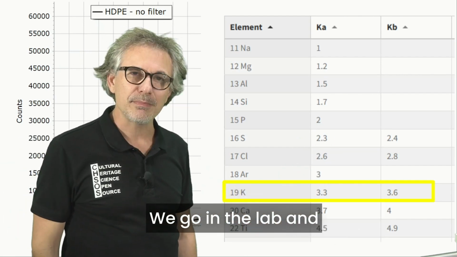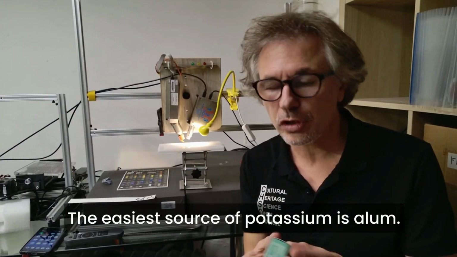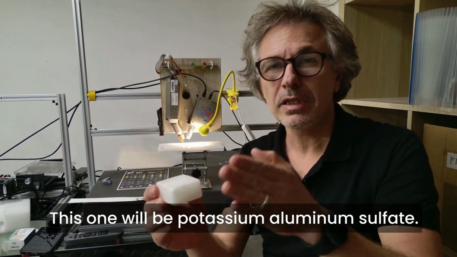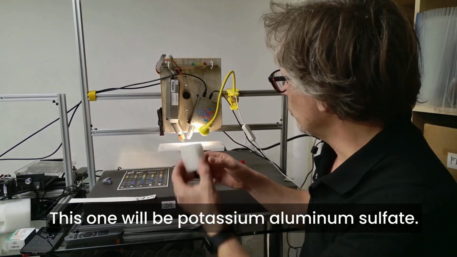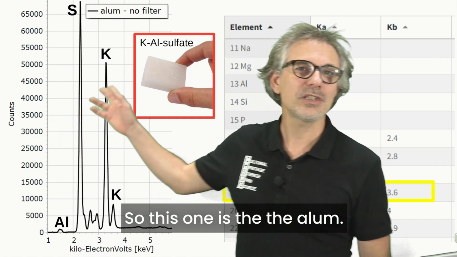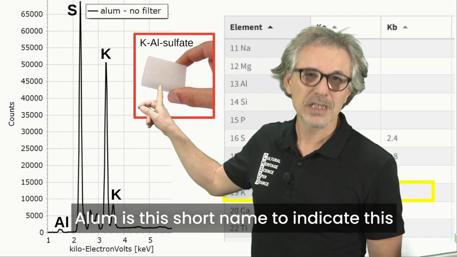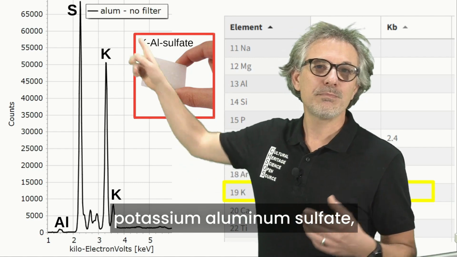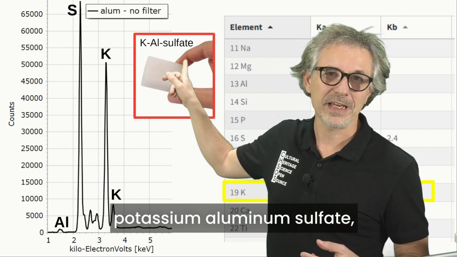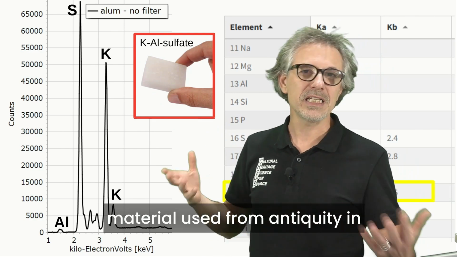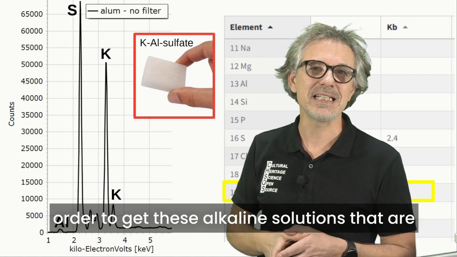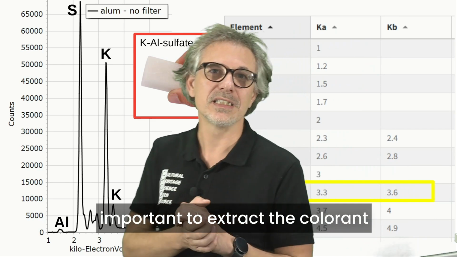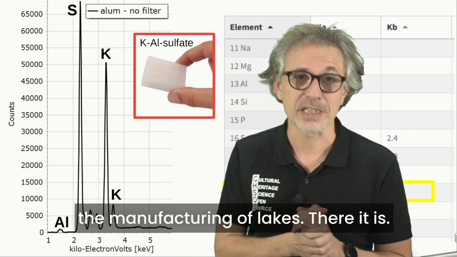We go in the lab and we start our first experiment. The easiest source of potassium is alum. This one will be potassium aluminum sulfate. So we test it. This one is the alum. Alum is the short name to indicate this potassium aluminum sulfate, a material used from antiquity in order to get these alkaline solutions that are important to extract the colorant, in particular for the manufacturing of lakes.